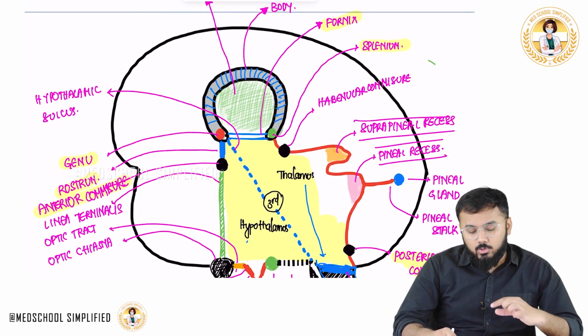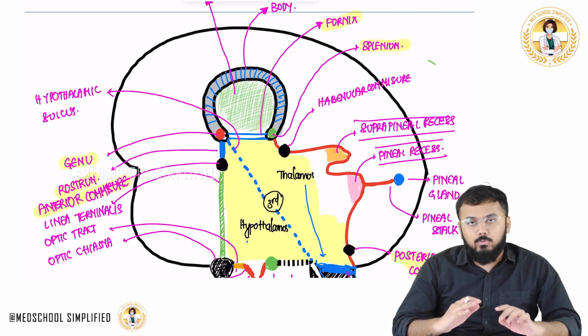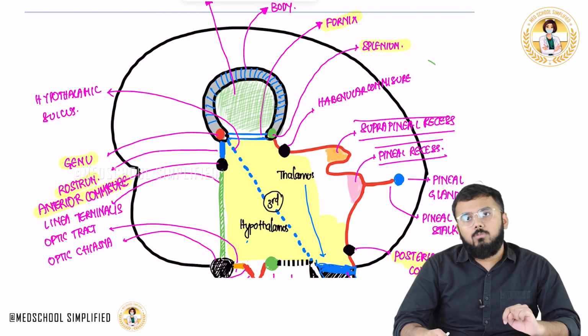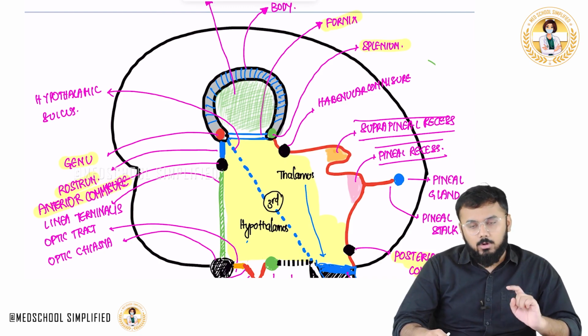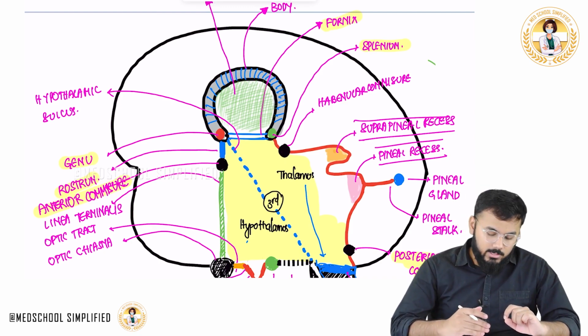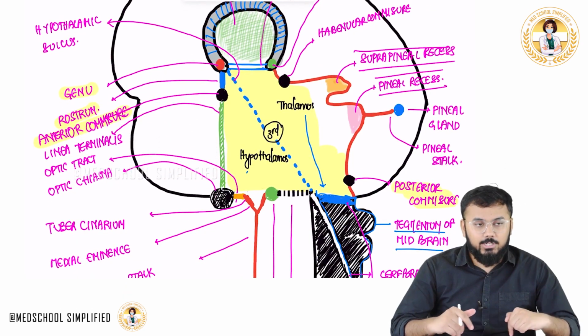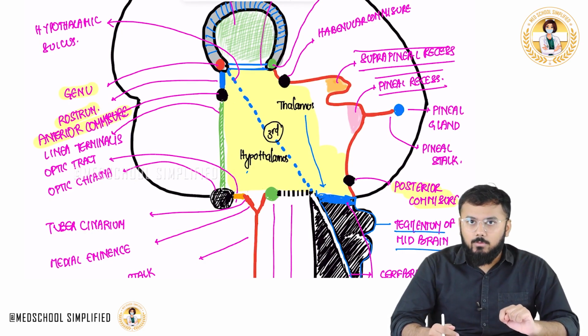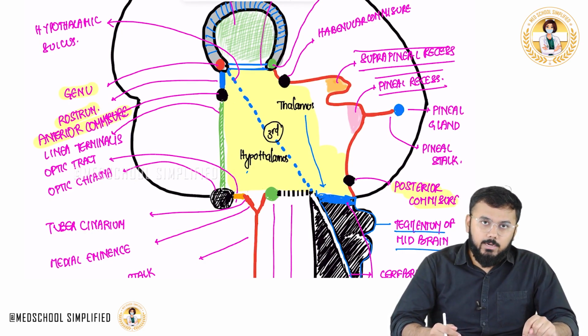You should know where this corpus callosum is located. You should know what structures are located in between the corpus callosum, what structures are located below it, and what structures are located in relation with this entire corpus callosum. So can I tell that in relation with the corpus callosum you have got the diencephalon, right? That is the cavity of the third ventricle.